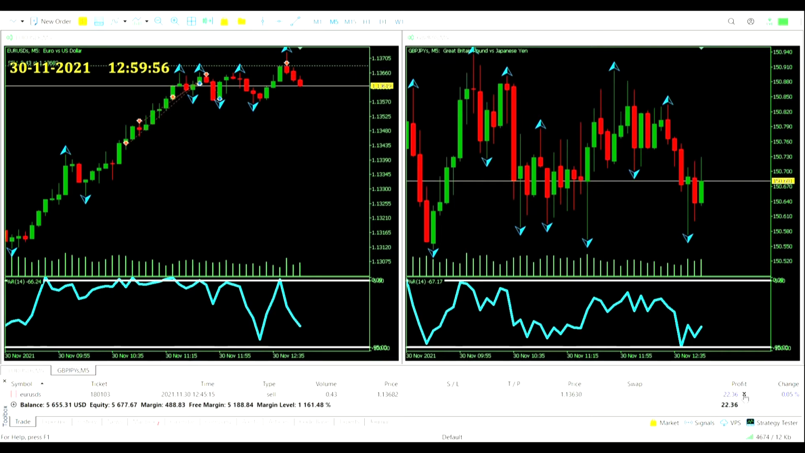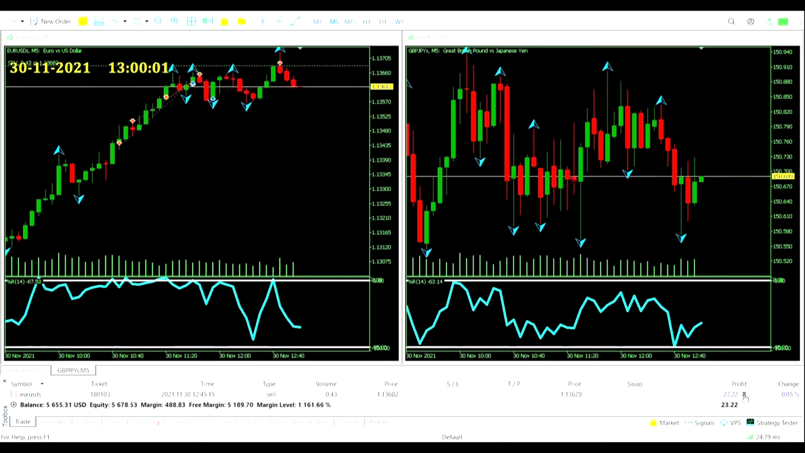Here comes the close, and it does look like we are going to be taking back some more money in just a second. There we go. We see the fractal form, so we get out of dodge.